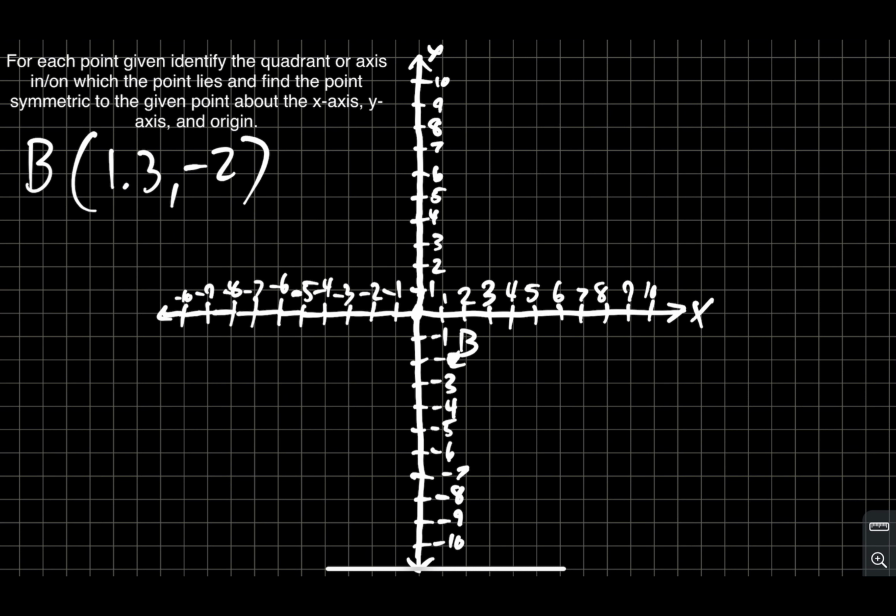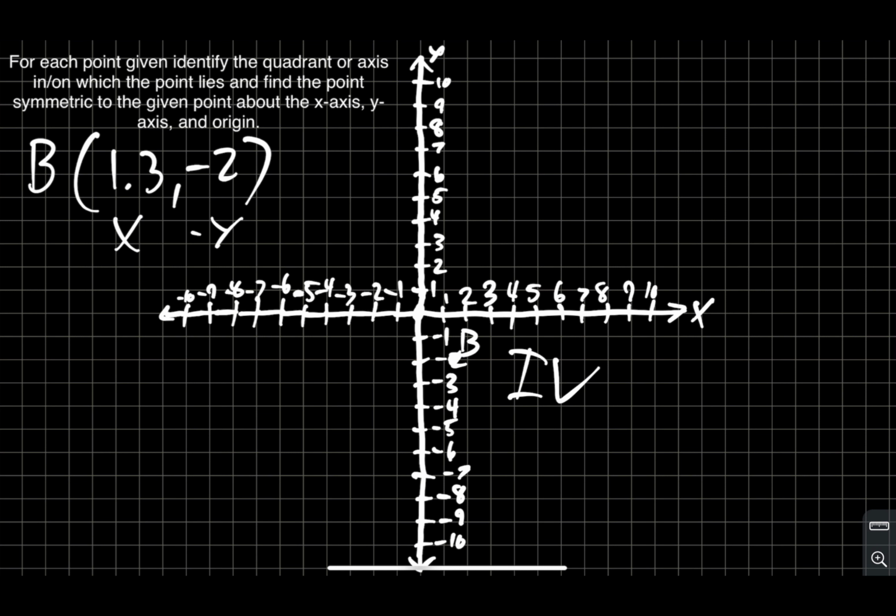Now, for point B, what quadrant is point B in? It has a positive x value and a negative y value. So that quadrant is going to be in this area. And that quadrant that it's in is quadrant 4. Now, if we're trying to find a point symmetric to B about the x-axis, we want to move across the x-axis, which we're moving up to the x-axis. So that should tell you that your y value needs to change. So when we do that, we're going to get coordinates, and this is going to be point x.